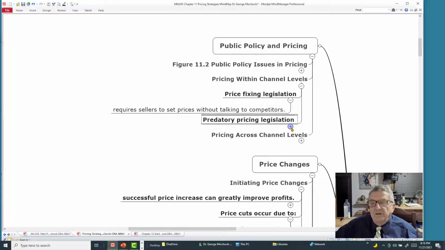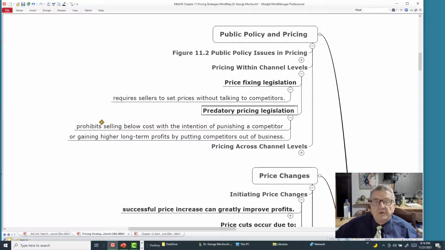Okay? But then they have predatory pricing, which prohibits selling below cost with the intention of punishing a competitor. And that's very touchy, very hard to find out because you look at penetration, promotion. Hey, I'm a big company. I could charge less.